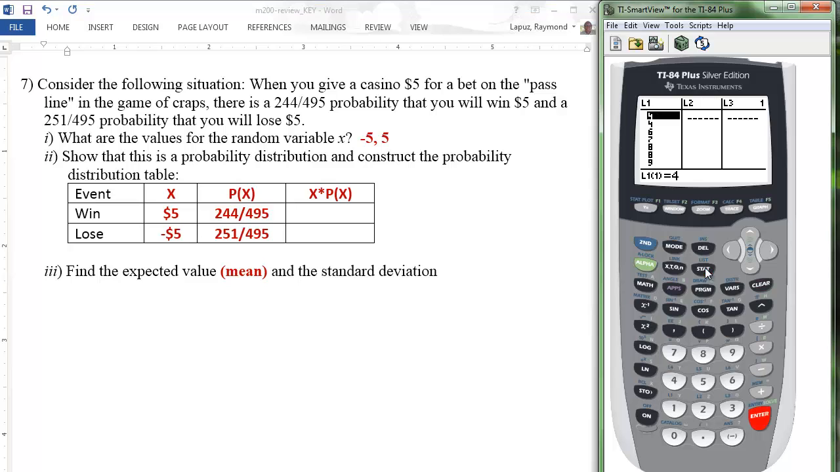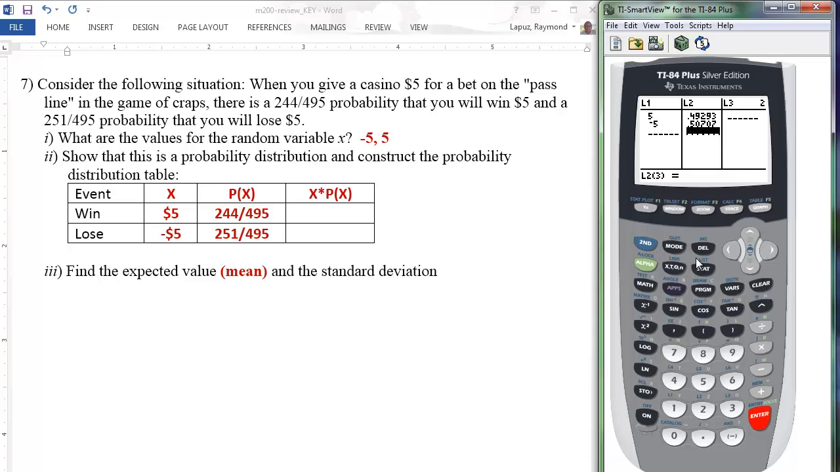So let's go to our stats list and clear out the lists L1 and L2 so we can work with that. So the winning value is 5, the losing value is negative 5. Remember, the minus sign is down here. The first column was the random variable, so the second column would be the probabilities. So 244 out of 495 would be the probability of a win of $5. And 251 divided by 495 is the probability of losing, or your random variable at negative $5. So first we have to set up a table, and this is really a relative frequency table.